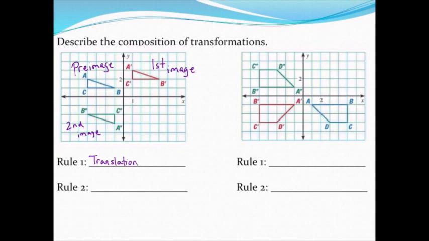However, I want to be a little more specific and actually say what that translation is. So you may recall writing rules for translations before. We kind of wrote them in this format. We didn't just say up 7 or left 3. We wrote them more mathematically.